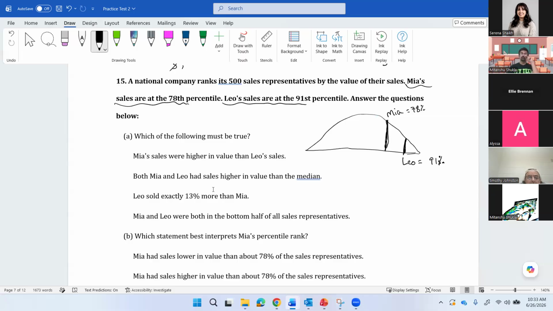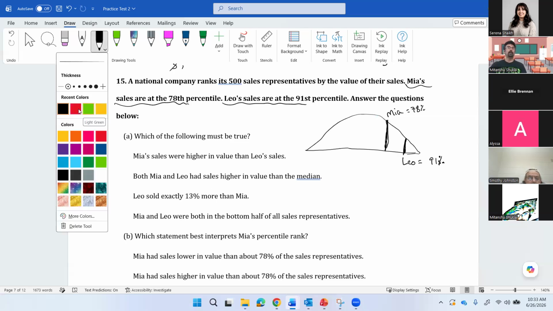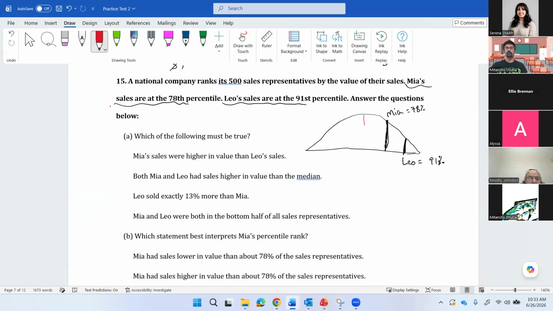And why am I drawing this? Well, just as a visual aid for myself. And where is the mean? Well, the mean is probably somewhere over here. This is probably the mean, right? And it's not going to be a median, it's going to be a mean. Why? Because that's what the average means in a normal distribution idea here. Okay. So, which of the following must be true?